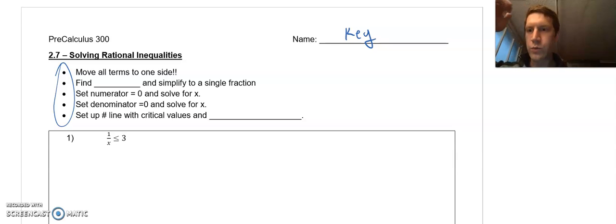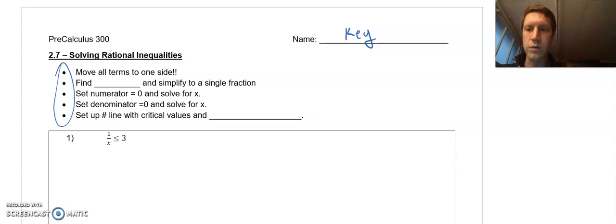I'm going to walk you through 2.7, which is solving rational inequalities. Today we're going to take the approach of finding critical values, then setting up a number line, picking test values in each interval, and then determining if that interval is a solution or not.